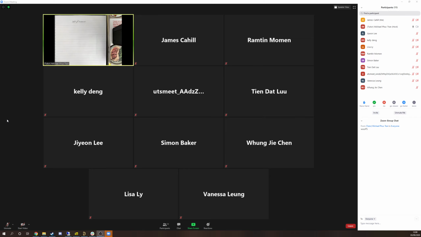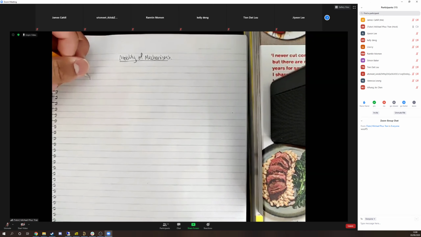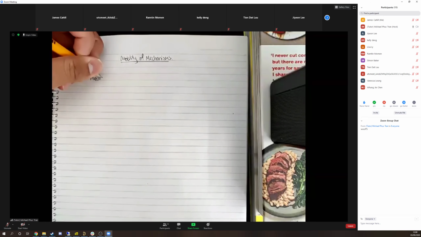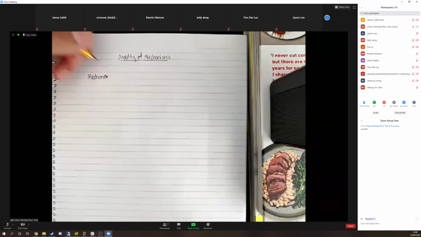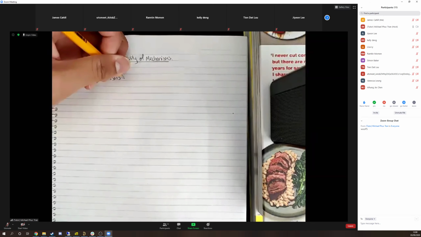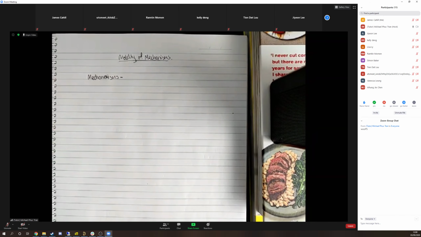Today we're going to be looking at mobility of mechanisms. All right, to start off, we're going to define what a mechanism is. A mechanism simply is an assembly of joints and links where at least one link is grounded.